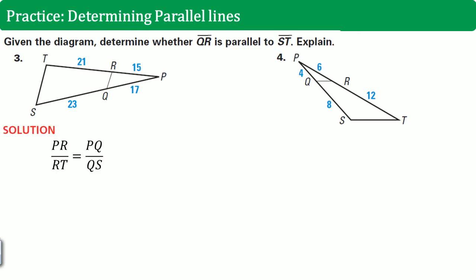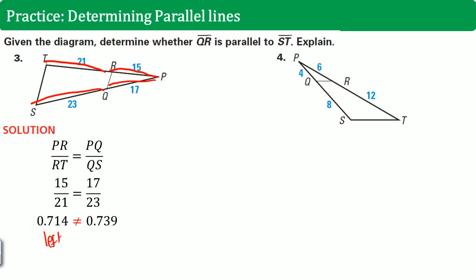I set up PR divided by RT is equal to PQ divided by QS. So that is 15 divided by 21 is equal to 17 over 23. I reduce it to a decimal so I could compare it. I saw that the left side here is not equal to the right side. That's why I would say that RQ is not parallel to TS.